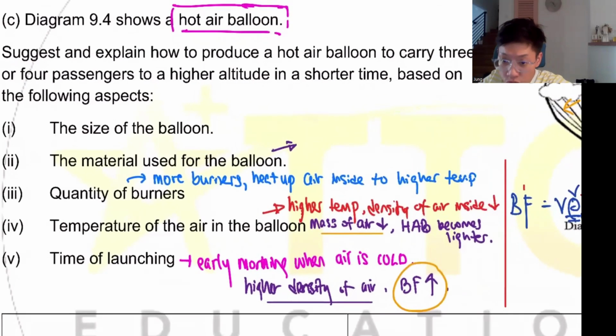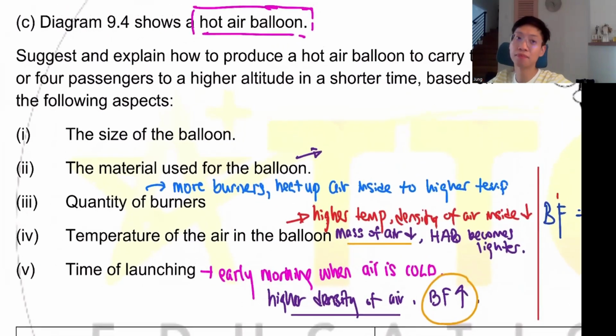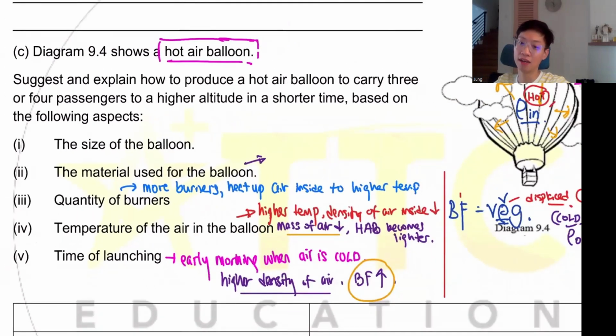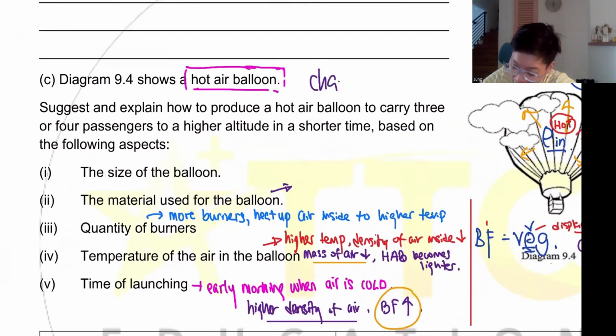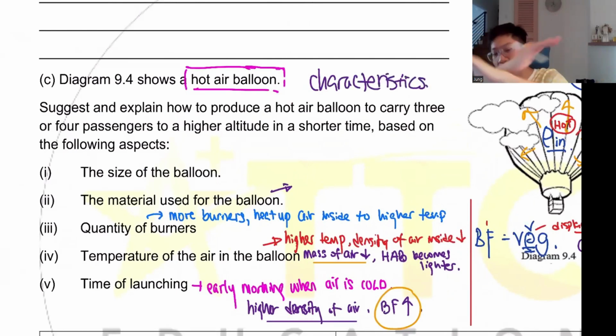Okay, the material used: polyester. Remember, we usually state the characteristics. Don't tell me the name. I repeat, we want the characteristics. Don't tell me the name. So we usually, okay, why?